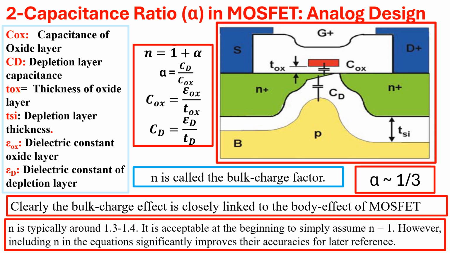Now we discuss capacitance ratio. The capacitance ratio can be defined as alpha, which is equal to C oxide divided by CD, and its typical value is 1 by 3, that is 0.333, and so on.